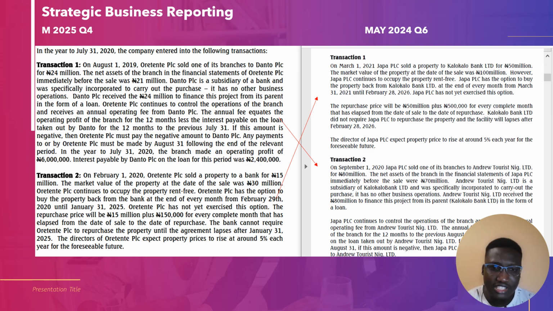On August, this sold one of his branches to this. Net asset was this, blah blah blah. So if you come here, that transaction 1, they now made it transaction 2. Oh, sorry, the transaction 2, they made it transaction 1. So on September, this sold one of his branches to this. The same question. So please practice past questions.